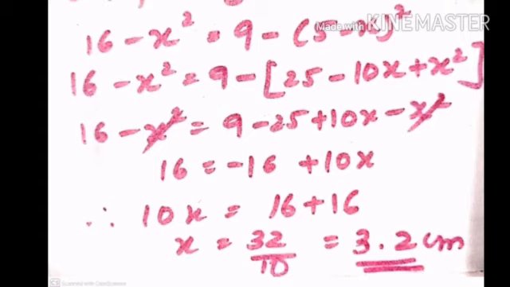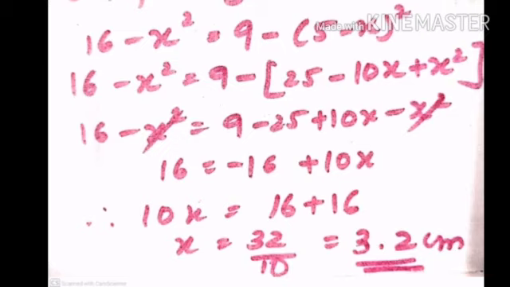Now this (5 minus x) whole square is an (a minus b) whole square type of identity, which we expand like 25 minus 10x plus x square in the bracket, but outside the bracket there is a minus sign, so we must change the sign in the bracket. So on the right hand side we have 9 minus 25 plus 10x minus x square. Now on left side and right side, both the minus x square get cancelled. So 16 is equal to minus 25 plus 9, minus 16 plus 10x.